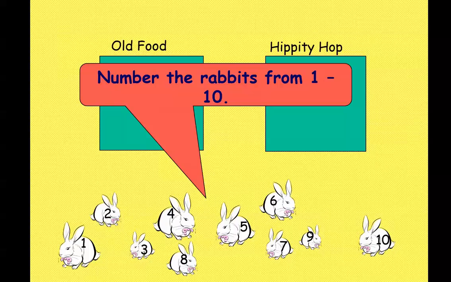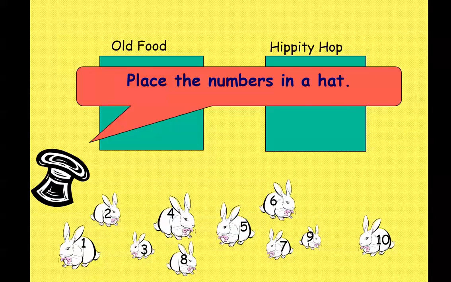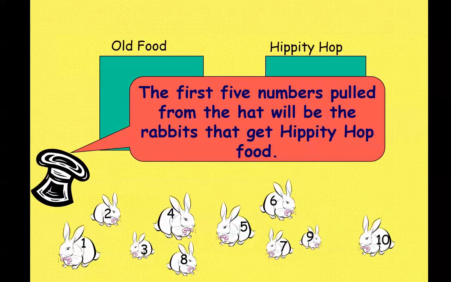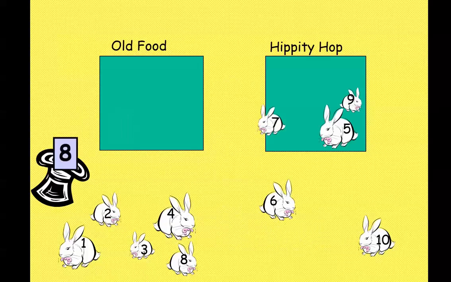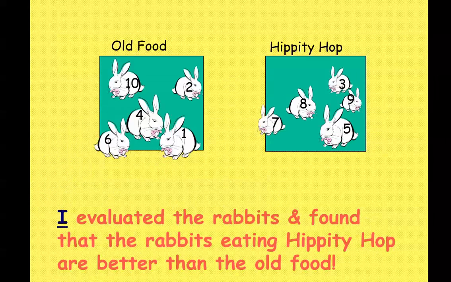Okay, so I'm going to number the rabbits from 1 to 10. I'm going to place the numbers in a hat. I'm going to draw 5 numbers and randomly pick which 5 get the hippity hop and which ones get the old food. So as I do that, now have I satisfied all the necessary requirements for a good experiment, because I'm going to measure the rabbits and the food and make sure that it's all in the up and up.